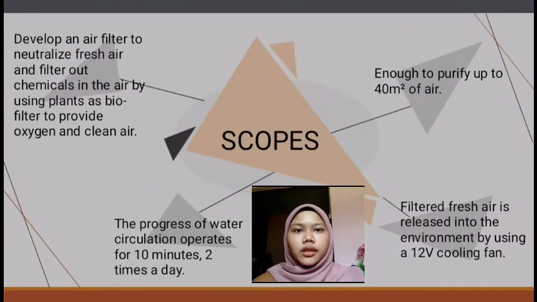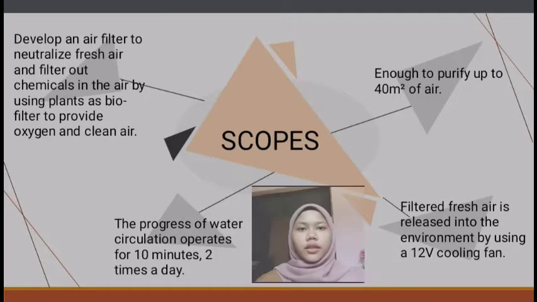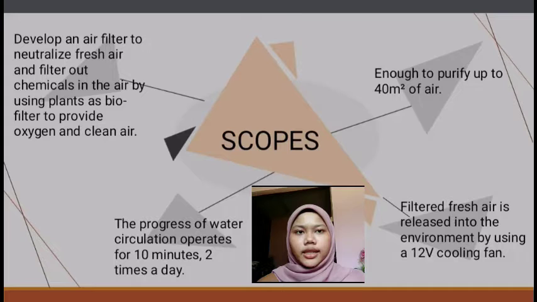Next is the scope. The scope of this project is to develop an air filter to neutralize and filter out chemicals in the air by using plants as a biofilter to provide oxygen and clean air, enough to purify up to 40 square meters of air. The plant used as a biofilter is golden pothos, suitable for tropical weather in Malaysia, and uses nutrient water as a growth medium. The water circulation operates for 10 minutes 2 times a day.